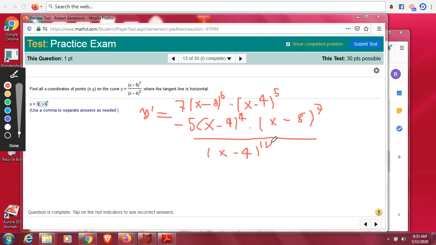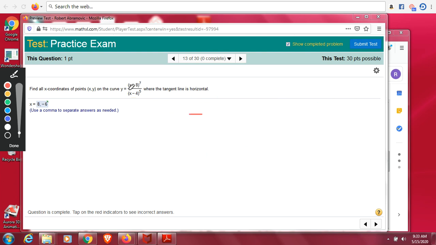5 times 2 is 10. So raising this denominator to the 2nd power is going to give us x minus 4 to the 10th power. So these will end up canceling with the factor in the denominator. Each term in the numerator had a factor of x minus 8. So one place where the tangent line is going to be horizontal is x equal to 8.